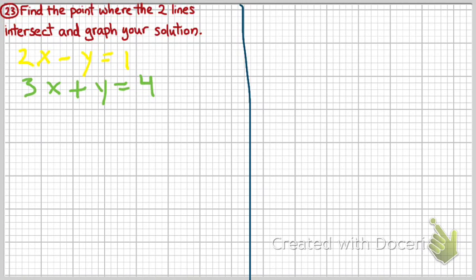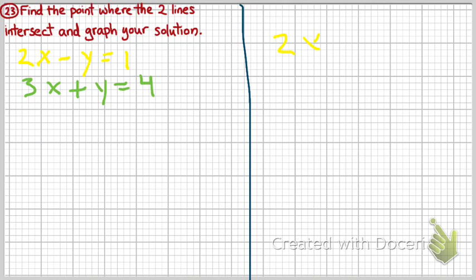Okay, so today we're going to do systems of equations, and we're going to solve the system of equations by graphing. As you can see, number 23 here says, find the point where the two lines intersect and graph your solution. My first equation is 2x minus y is equal to 1, and my second equation is 3x plus y is equal to 4.